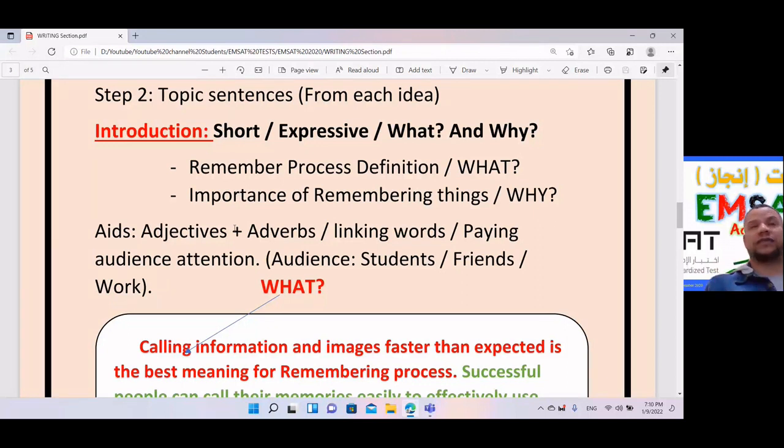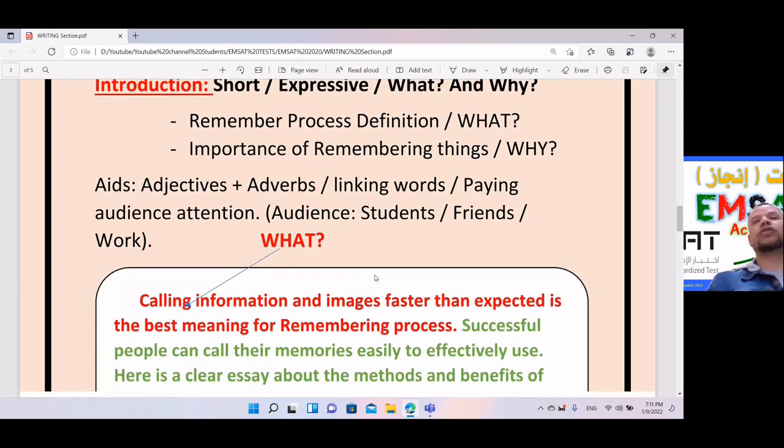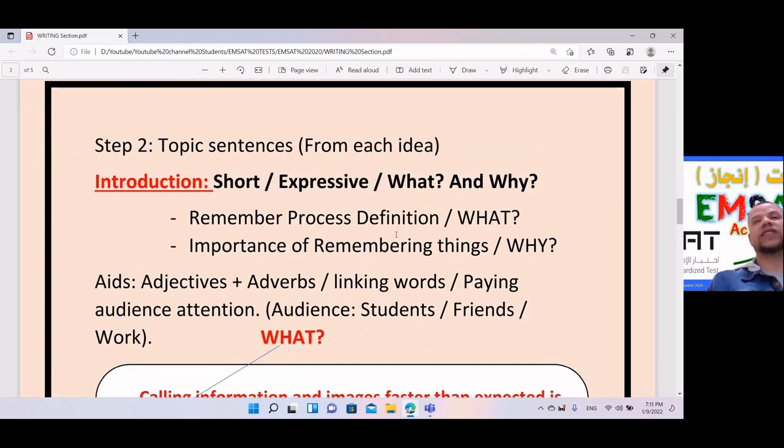You have to make your introduction attractive using adjectives, smart adjectives, adverbs, vivid adverbs, and linking words like while, when, because, and so on. Even you have to make your audience pay attention. The audience for this topic is students, not doctors, friends, not workers. And work friends means when you go to work, you have workmates. So what will you do with them? You will not remember there. So I mention your audience here to know who you want to write to. Let's take this introduction, answering and using these structures.